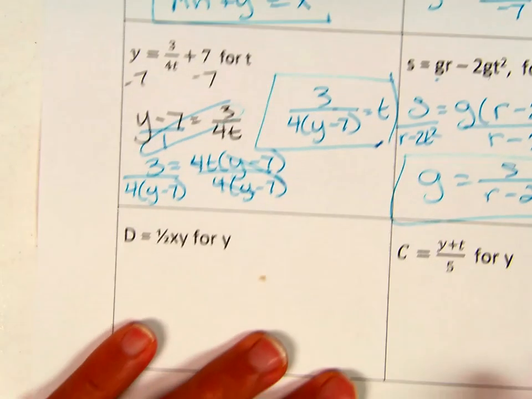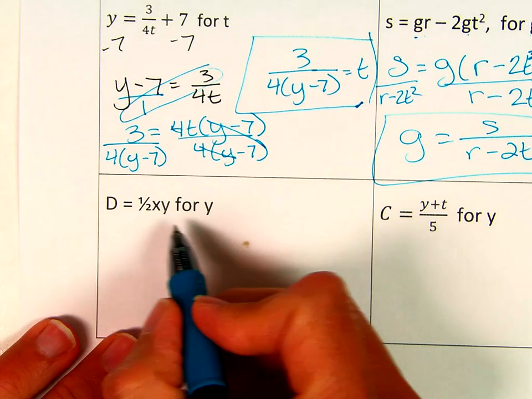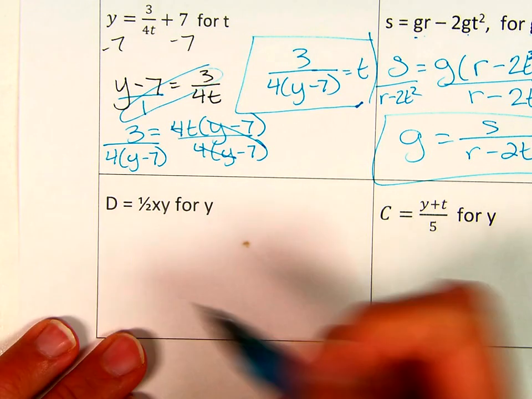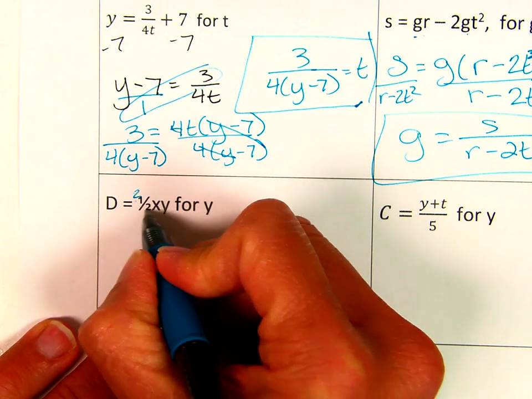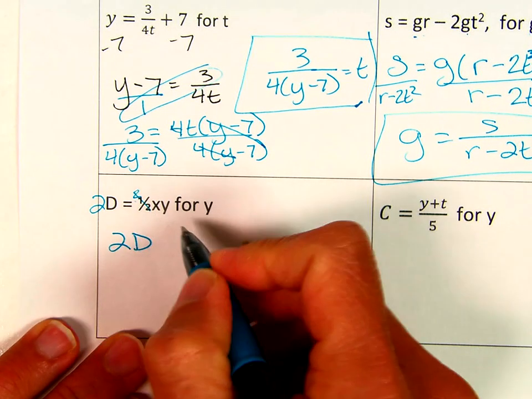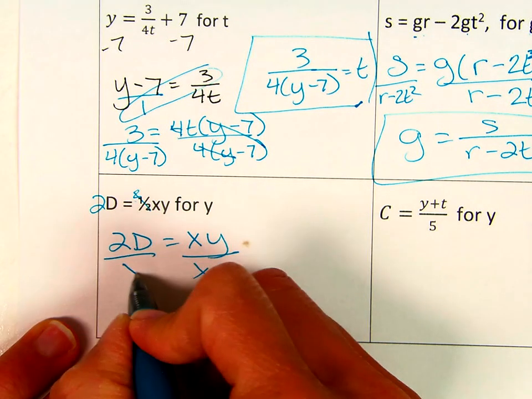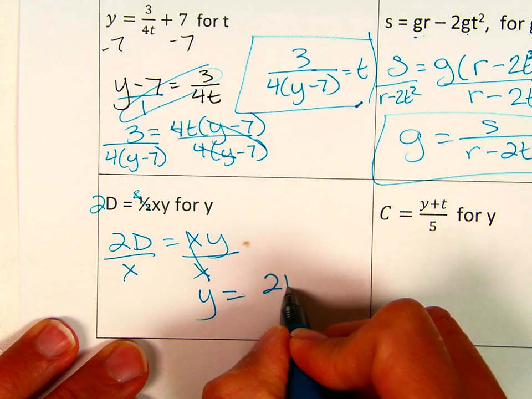All right, just two more. We're going to solve for y. What's happening to y? It's being multiplied by 1/2 and x. I don't like to divide by 1/2 because then I have to do all this weird stuff over there. So I just multiply by 2 because 2/2 is 1. So if I multiply by 2, that gets rid of that 1/2. And now all I have to do is divide by x to get rid of the x so that y is alone. So y equals 2d over x.